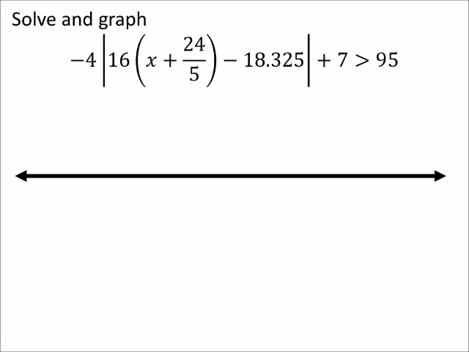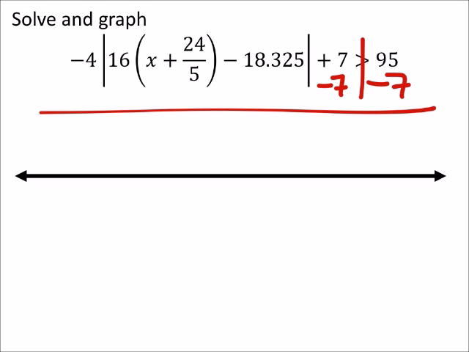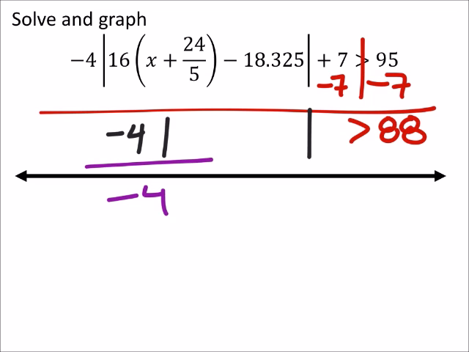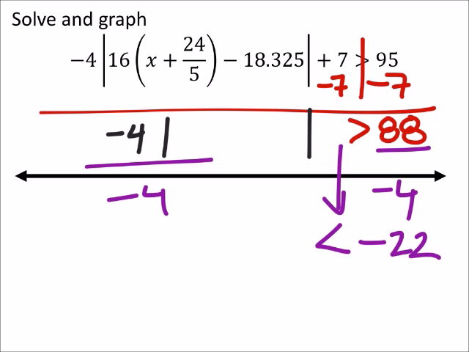just as bad, right? So if we subtract 7 from both sides, we get, what is that, 88? And we got the absolute value of some garbage and a negative 4. So we'll divide both sides by negative 4. And since we divided both sides by a negative, it's going to flip the inequality. So I got negative 22 and an absolute value.